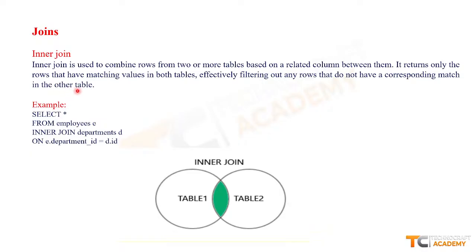Okay, so let's check out this example. You can see in the diagram as well. This is one table, table A, and this is one more table, table 2. If both the tables have anything common between them, then we'll get only those results. This green portion you are seeing, both the tables have these values, so we'll get only that result. Okay, let's check out an example for this.